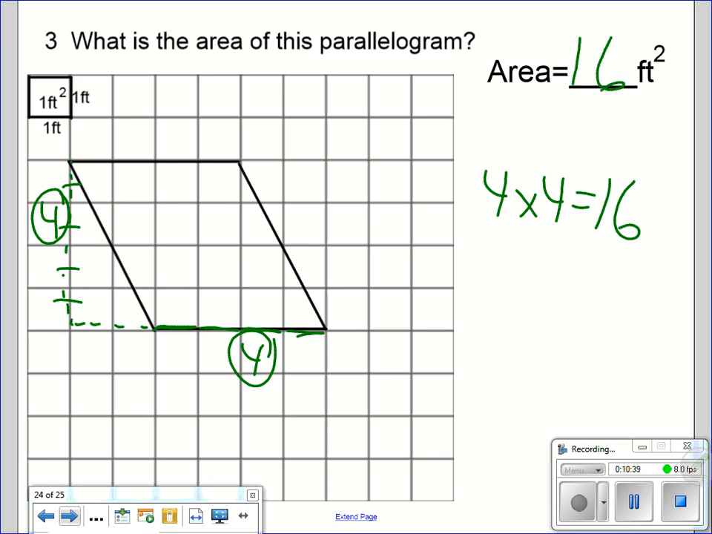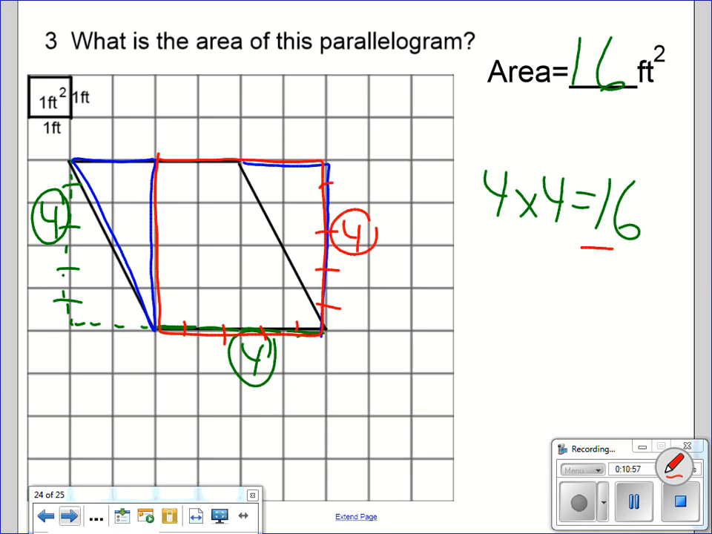Once again, let's take a look. Would this triangle right here fit right in this spot? It would. It would give me a shape that would look like this. My base is still 4. My height is 1, 2, 3, 4. 4 times 4 gives me 16.